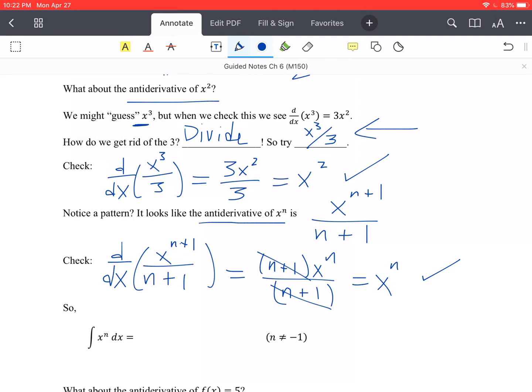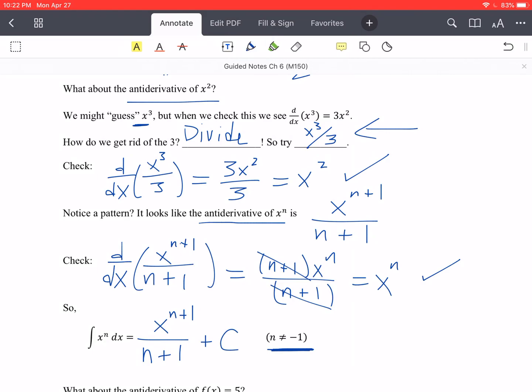So what that tells us is the indefinite integral of x to the n dx equals x to the n plus 1 over n plus 1 plus c, plus that arbitrary constant. And this is all assuming that n is not equal to -1. We cannot have n equal to -1 because, as you can see down in the denominator, that would give us a 0, and we can't have a 0 in the denominator. Okay.